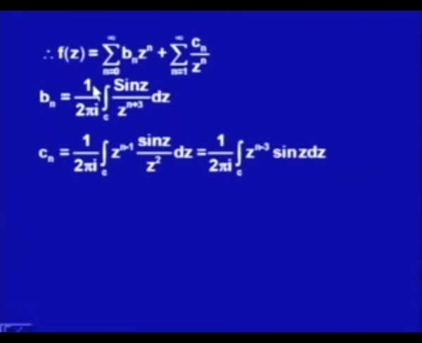Accordingly, it is 1 upon 2 pi i integral sin z divided by z raised to power n plus 3 dz. So, this is the formula for b n, and for c n the formula is 1 upon 2 pi i integral z raised to power n minus 1 multiplied by sin z divided by z square. This is my function f z. So, this simplifies to integrand z raised to power n minus 3 sin z dz, and 1 upon 2 pi i is to be multiplied. So, this is the formula for b n and c n.